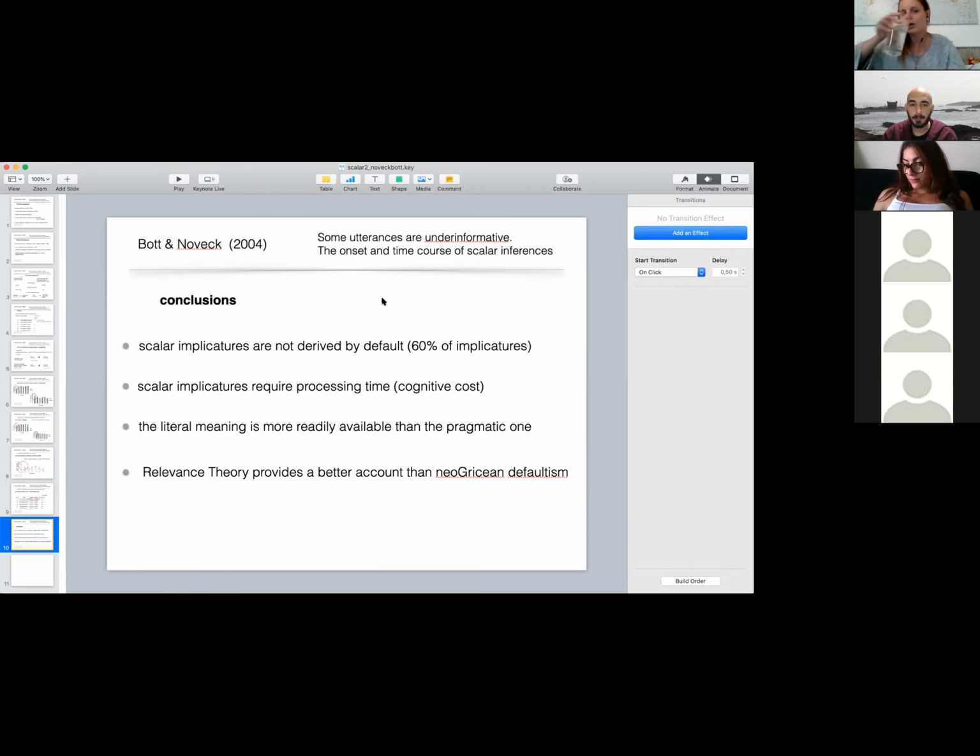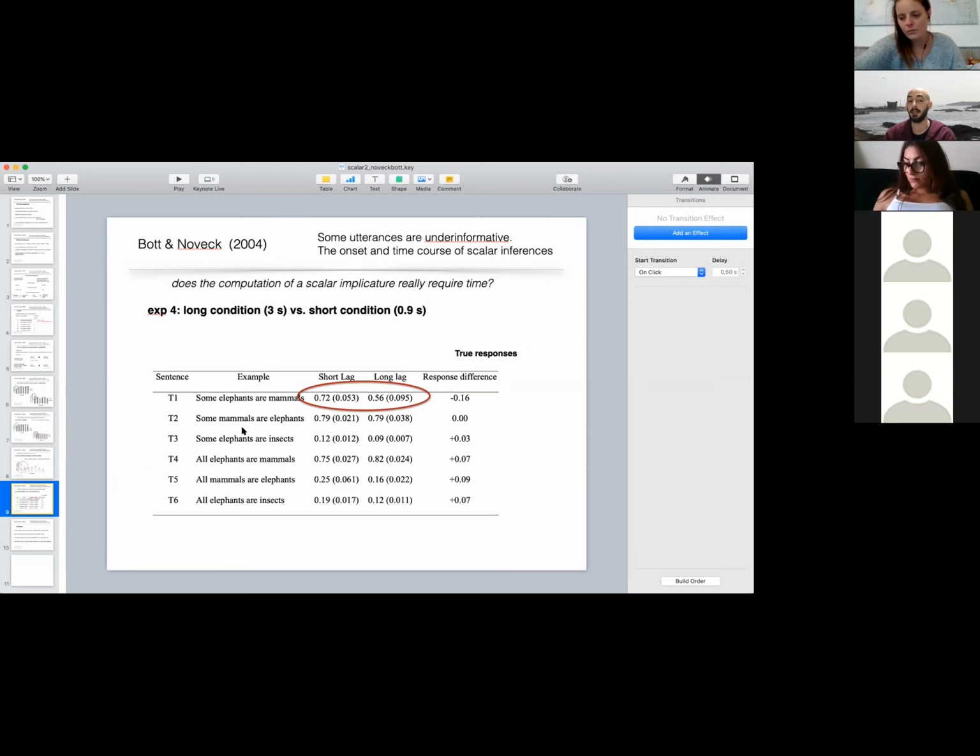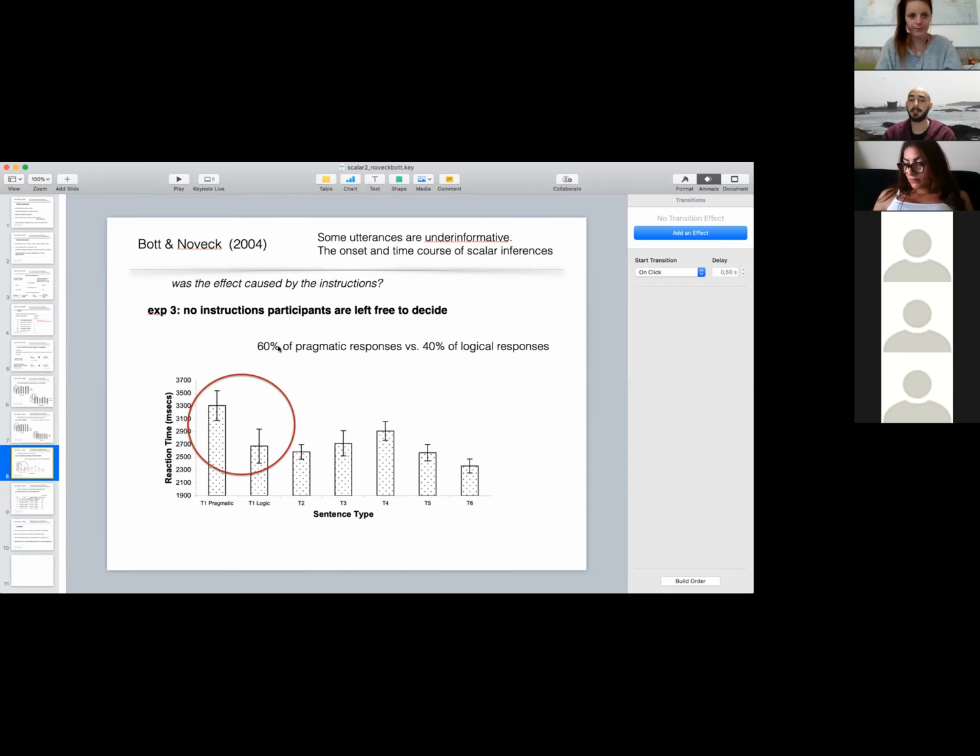So to wrap up, scalar implicatures are not derived by default, right? Also here you see that if 60% of people provide the pragmatic response, it means that 60% of people compute the implicature, meaning that 40% of people did not compute the implicature. And one interesting thing about this is that oftentimes when you have these kinds of experiments, you have a bimodal, like a binomial distribution, where half of your subjects behave like pragmatic responders and the other half as logical responders. Why? We don't know yet.